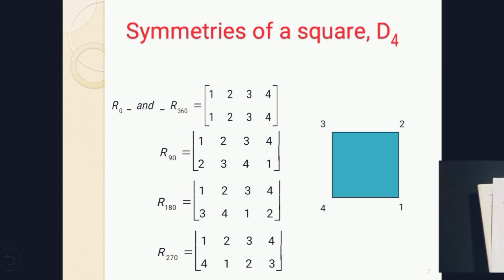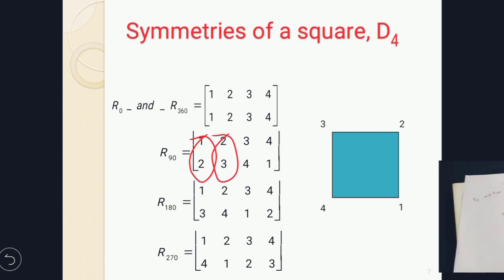When it turns into R90, that is 90 degrees, the square changes. When it turns from here to here, it changes by 90 degrees, so 1 comes here and 2 comes here, then 3, 4. This is for 90 degrees. Therefore, in place of 1 we are getting 2, in place of 2 we are getting 3, in place of 3 we are getting 4, and in place of 4 we are getting 1.